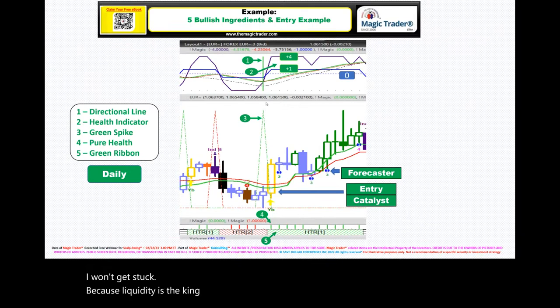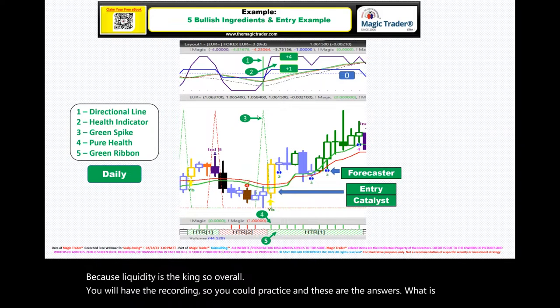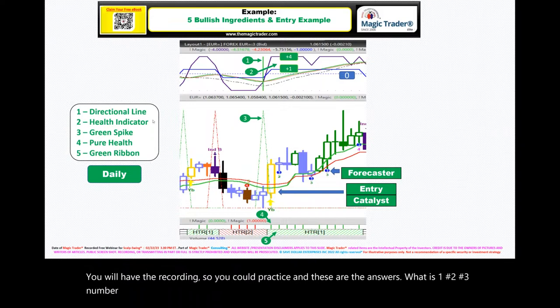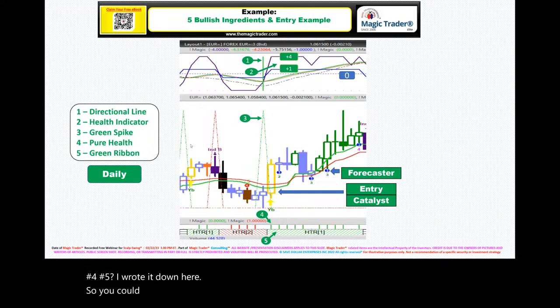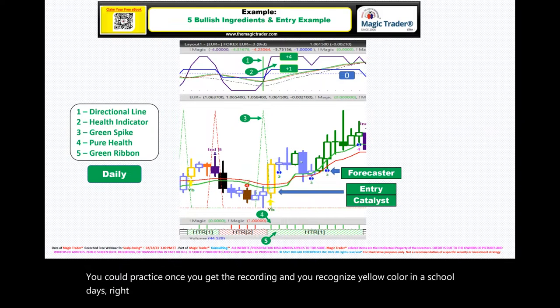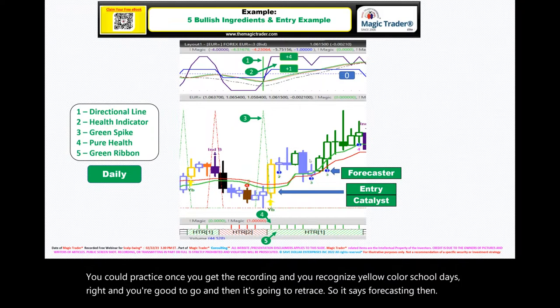So overall, you will have the recording, so you could practice, and these are the answers. What is number 1, number 2, number 3, number 4, number 5? I wrote it down here. So you could practice once you get the recording, and you recognize the yellow color, you know, school days, right? And we're good to go. And then it is going to retrace. So it says forecasting. Then you will learn when to get out, right?